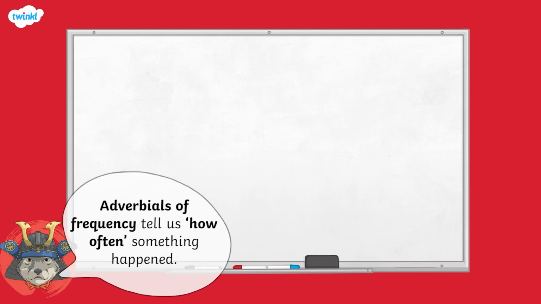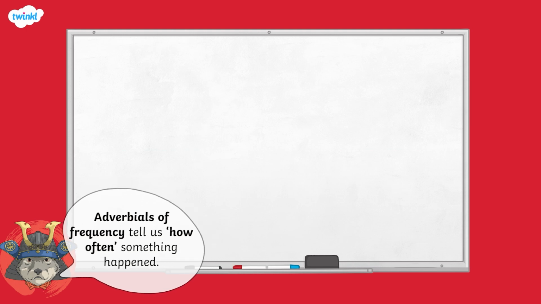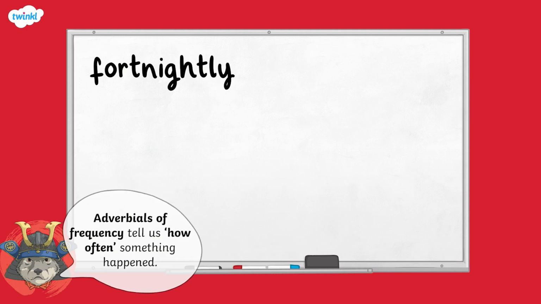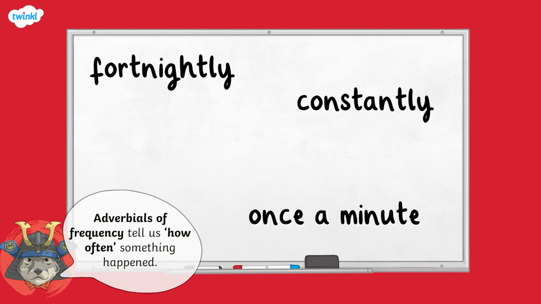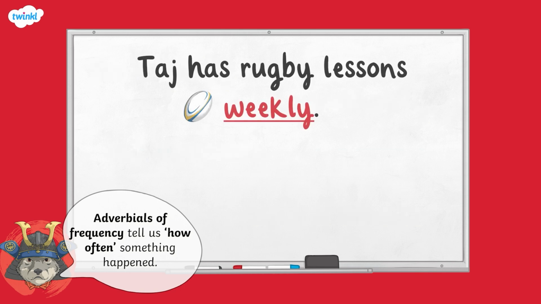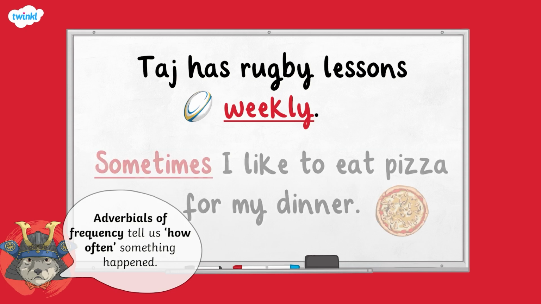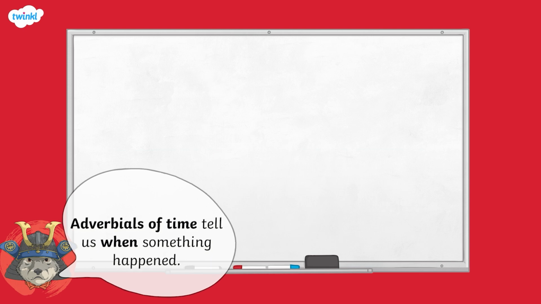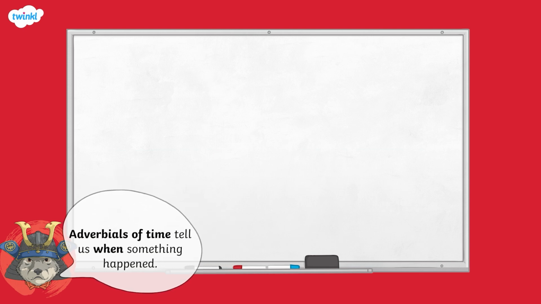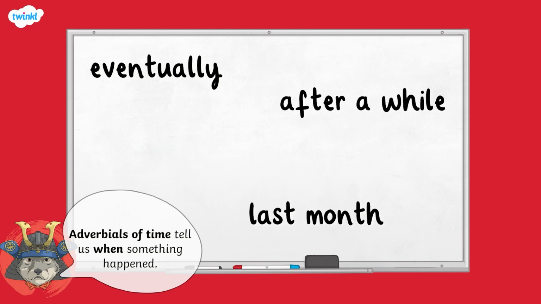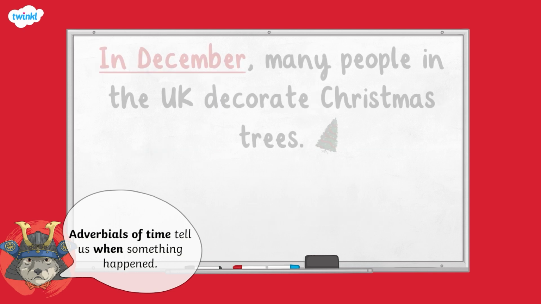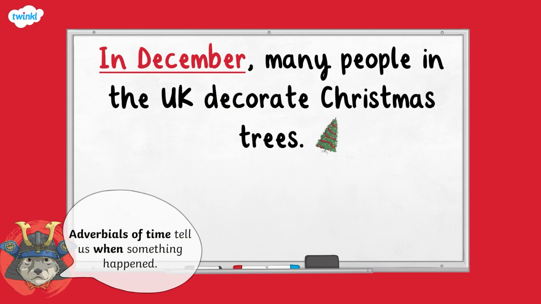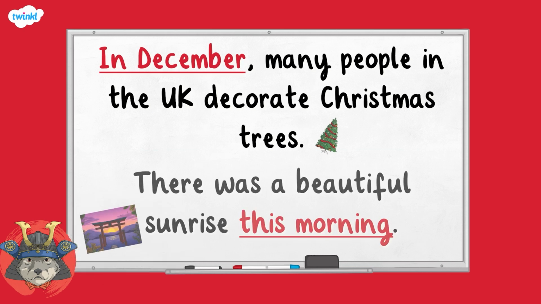Adverbials of frequency give us information about how often something happened, such as fortnightly, constantly, once a minute, infrequently. For example, Taj has rugby lessons weekly, or sometimes I like to eat pizza for my dinner. Adverbials of time give us information about when something has happened, such as eventually, after a while, last month, now. For example, in December, many people in the UK decorate Christmas trees, or there was a beautiful sunrise this morning.